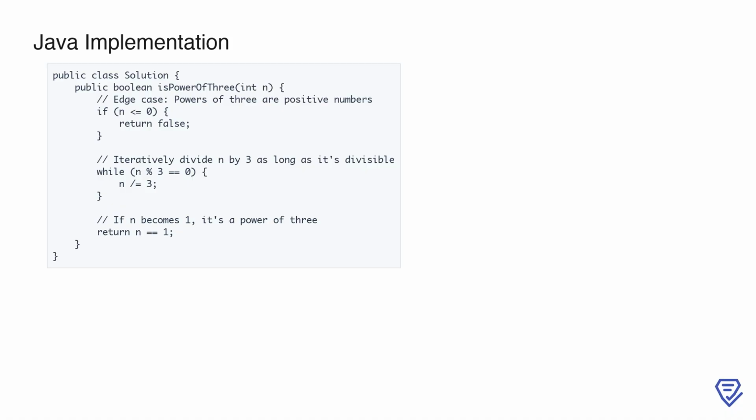This is the Java implementation of the power of 3 problem from LeetCode. The logic follows the same approach as the Python solution. It checks if the input number is a positive integer, then iteratively divides it by 3 as long as it is divisible. If the number eventually reduces to 1, it is confirmed as a power of 3. Key differences include Java's strict type declarations and the absence of Python's dynamic typing.